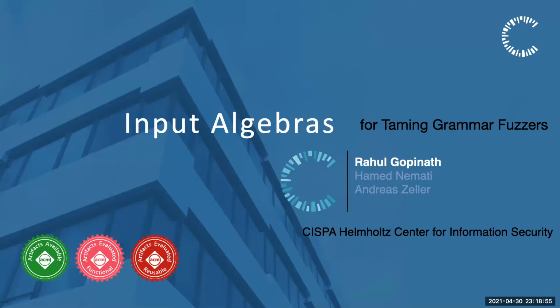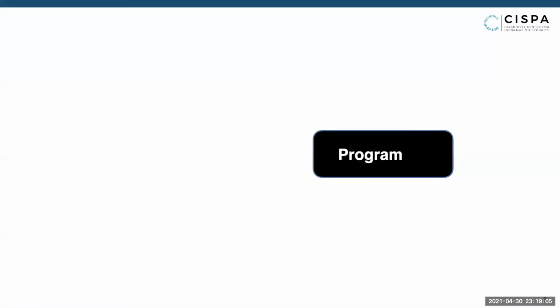Today, I am going to talk to you about how to tame grammar fuzzers to generate precisely what you need. To set the stage, let us take a look at what fuzzers do. During fuzzing, we feed random inputs to a given program and check the program behavior. If it crashes, then we know that we have hit a likely bug.